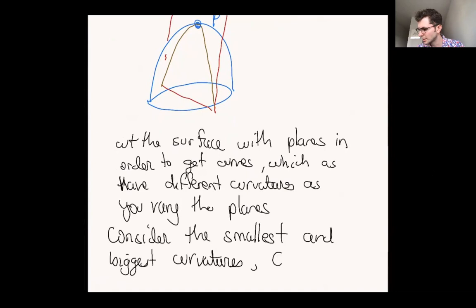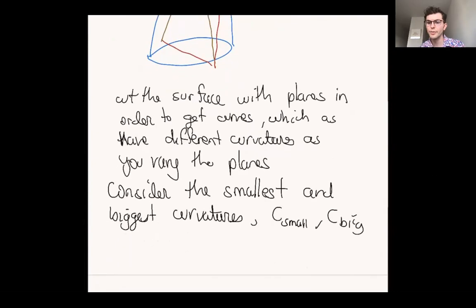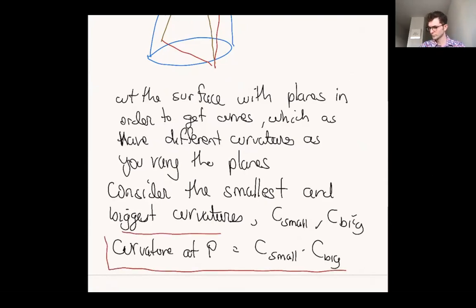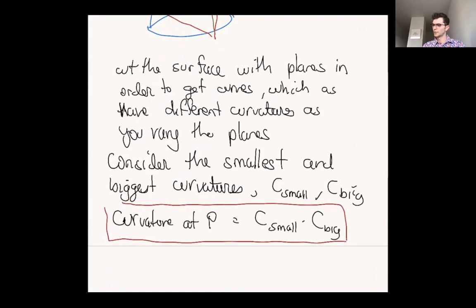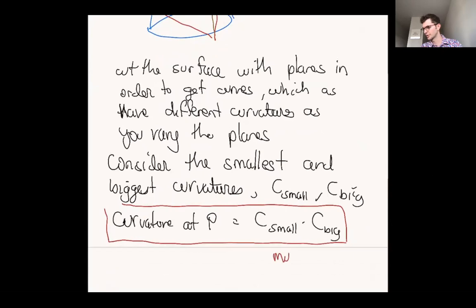Call them curvature small and curvature big. And then the curvature of the surface at P is by definition the product of these two curvatures. So multiply the curvatures.